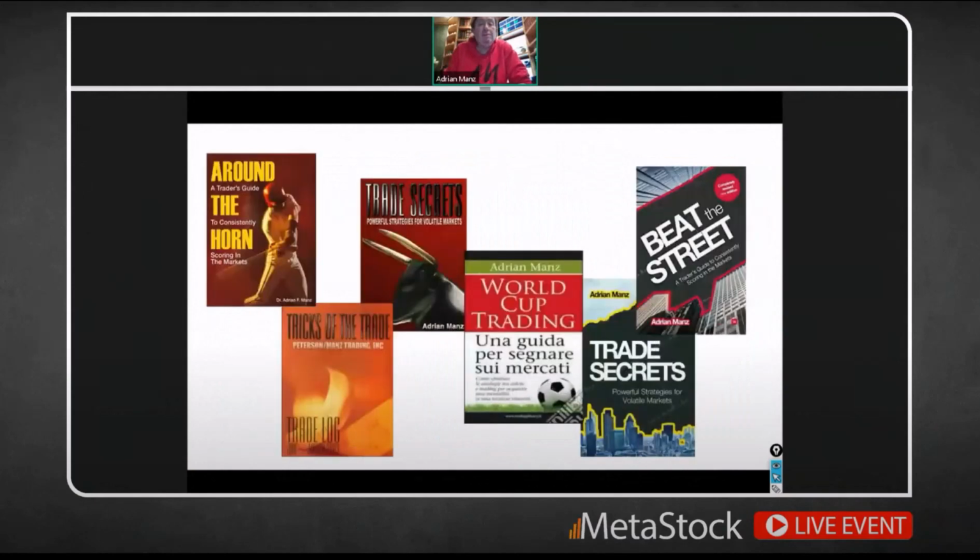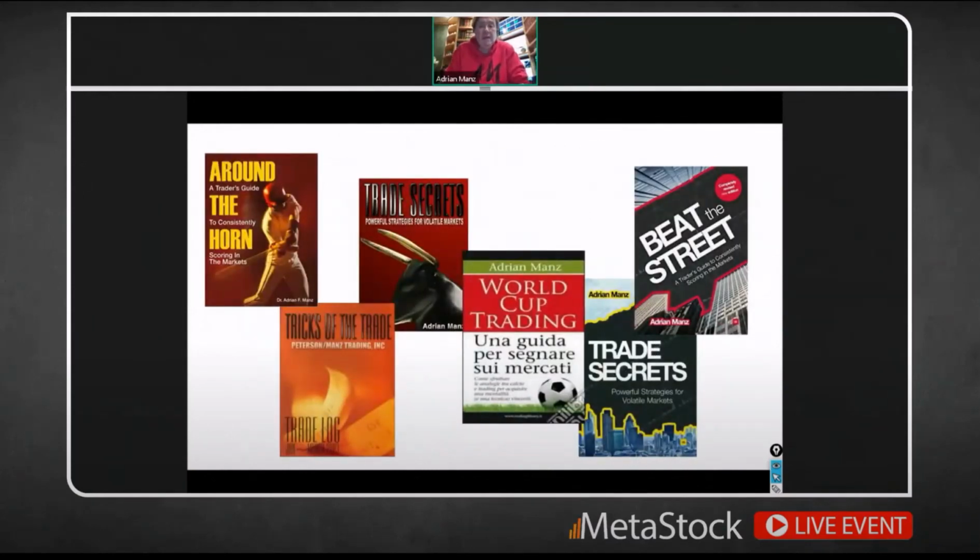These are the books. I wrote Around the Horn was the first one, and is still the cornerstone of everything that we do. Metastock has given away a lot of those books over the years with the module that searches for the patterns. The patterns are fantastic. The most important thing in that book, of course, is that you understand why the analogy to baseball is there to begin with.